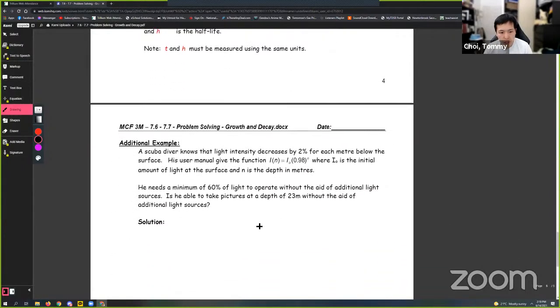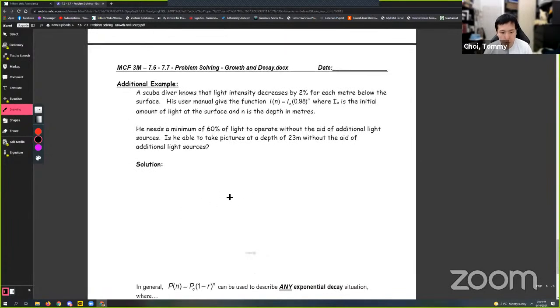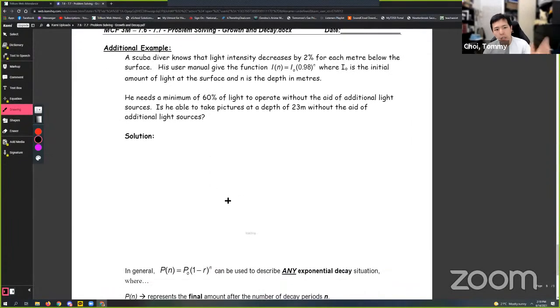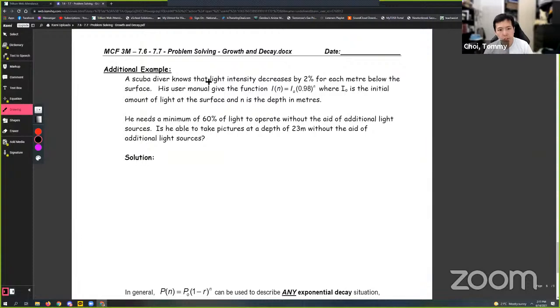So let's go through this example. A scuba diver knows that light intensity decreases by 2% each meter below the surface. And the function given is I equals I naught times 0.98 to the power of n, where I naught is the initial amount of light.